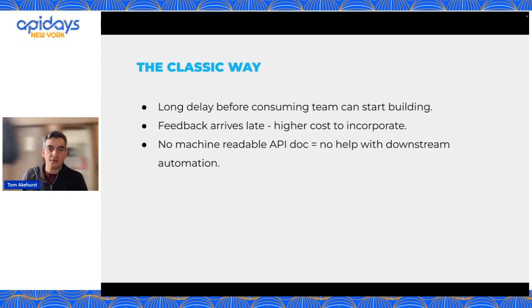And so there are some obvious inefficiencies and issues with this way of working. Principally, there's a very long wait time before the consuming team can start building anything against the API, and a consequence of them taking a long time to start building anything is that the feedback arrives very late. And it is almost a universal law of software development that the later you try and incorporate change into the process, the more expensive and difficult it is.